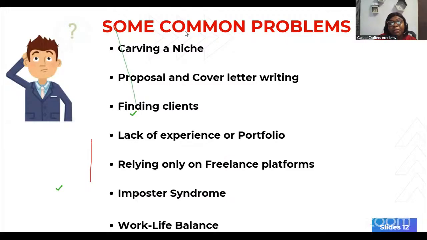Another problem people face is they say, okay, I've never worked before, or I don't have experience. Clients are always looking for people who have experience. How do I do this? How do I navigate through this and get over it, right?